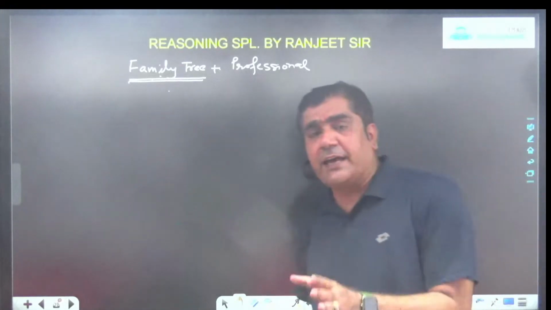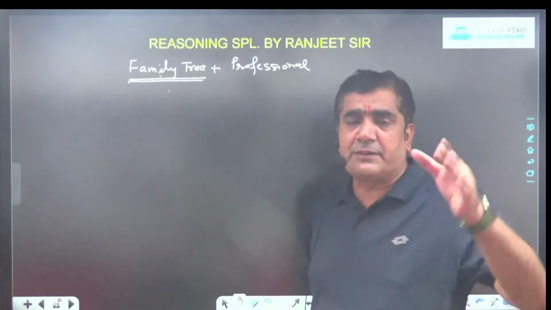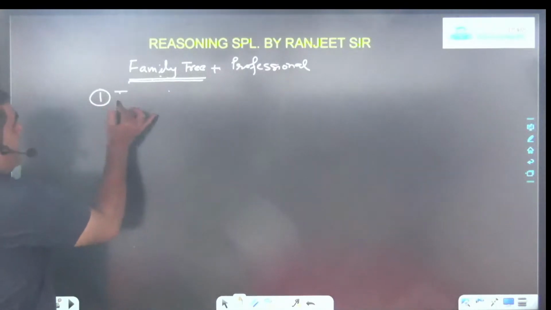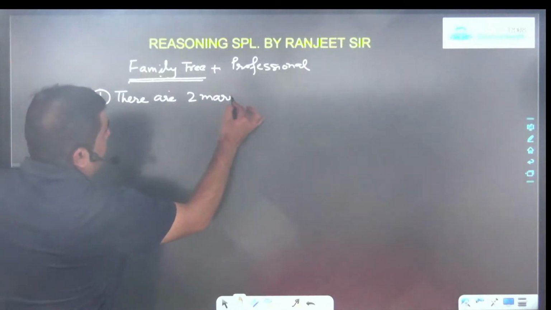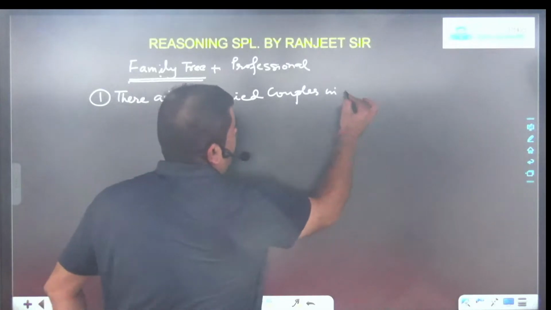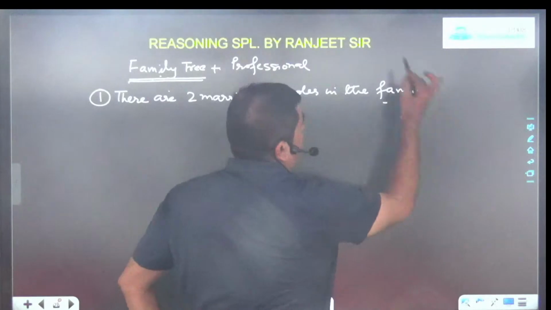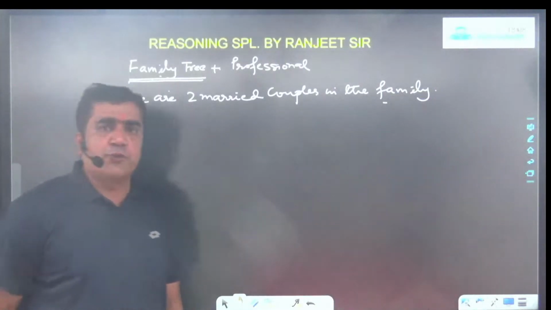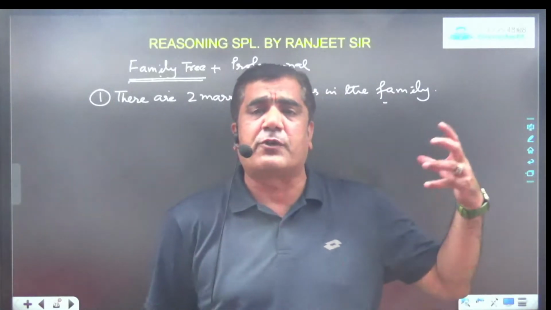Okay. Now, there are some statements which are by default going to come in these sorts of questions. So let's start with that. Suppose they have given the first one: there are two married couples in the family. Whenever they say there are two married couples in the family, what conclusion can be drawn from this statement?